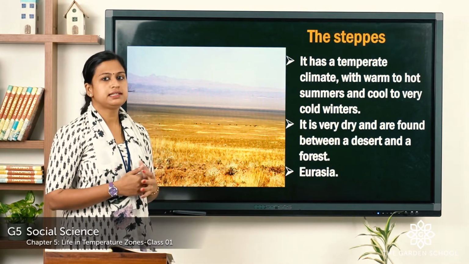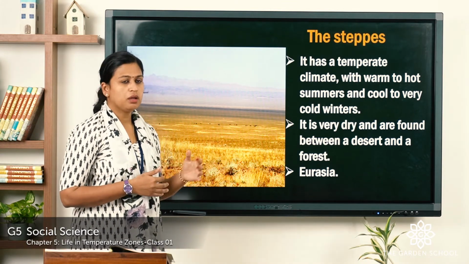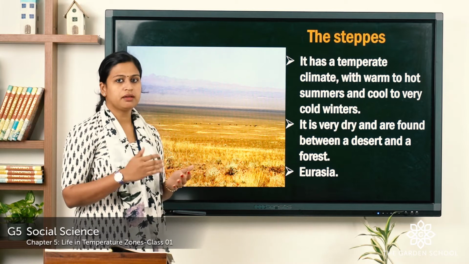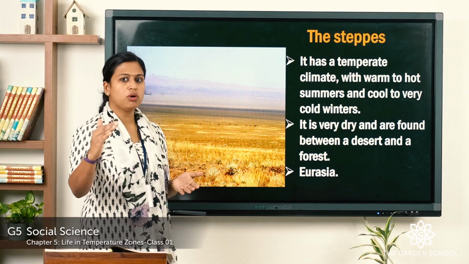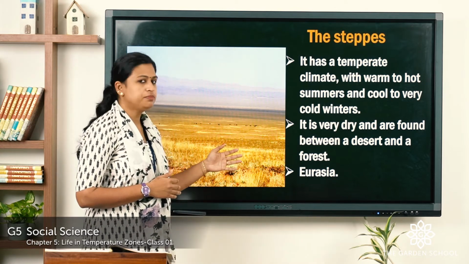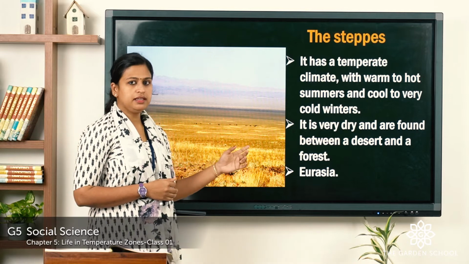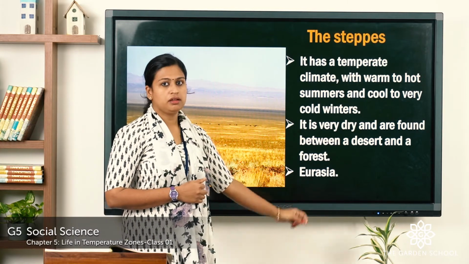Next is the steppes. It has a temperate climate with a warm to hot summer and cool to cold winter. It is very dry and is found between a desert and a forest. We have seen that it is located in Eurasia.